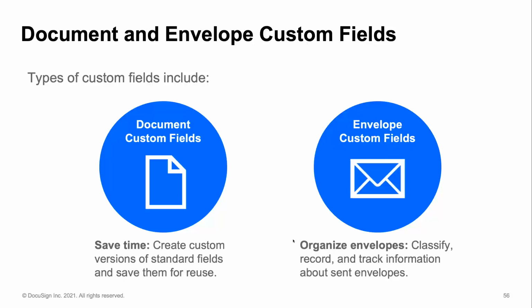An envelope custom field is more so for back-end usage and tracking. You can create a custom field that will be filled in by the sender of the envelope. And these are helpful to classify the envelopes that you're tracking. Then that information will be available in the envelope's history, as well as within any reports that you run on the envelope. So document custom fields are for recipients, envelope custom fields are for account users.